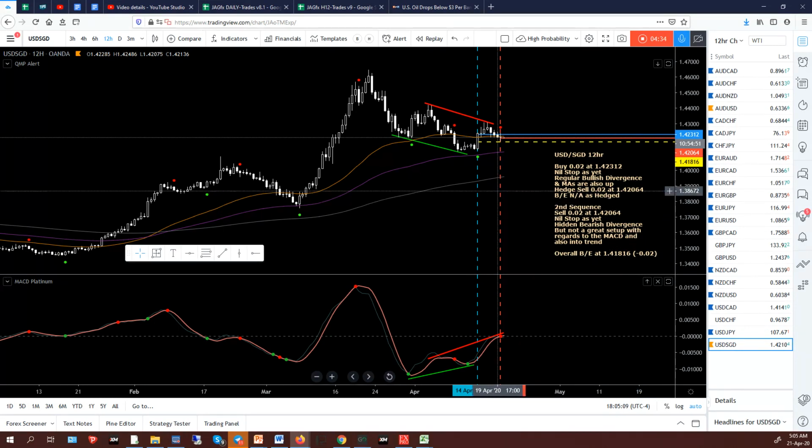So I've started a second sequence. So there's two sequences here. And the reason I took that sell, it's not the greatest setup, but I've got this hidden bearish divergence.